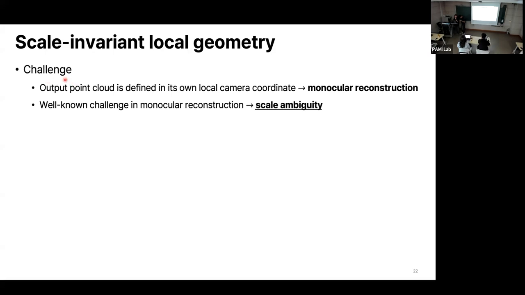So for the point map prediction, there is a challenge to achieve the permutation equivalent property. If we assume that we have permutation equivalence, we need to define the prediction process. The prediction result is in each view's own camera coordinate. In other words, it means that we do some monocular estimation for each view. The well-known challenge in monocular estimation is the scale ambiguity. So the main challenge in this work is how they handle the scale ambiguity in the point map and the camera pose.